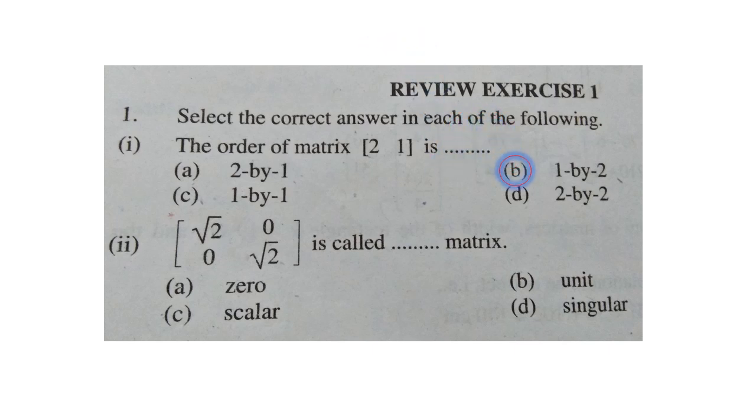Now in part 2, this matrix is called dash matrix. We can see that in this matrix diagonal entries are same and other entries are 0. This is the definition of scalar matrix. So option C is correct.